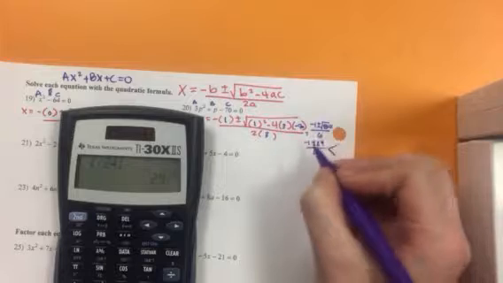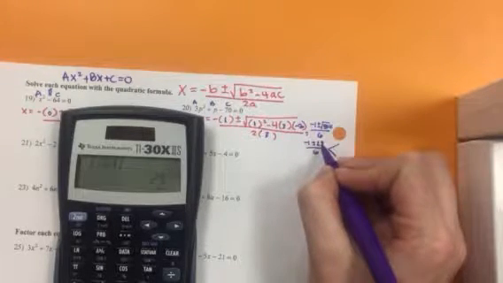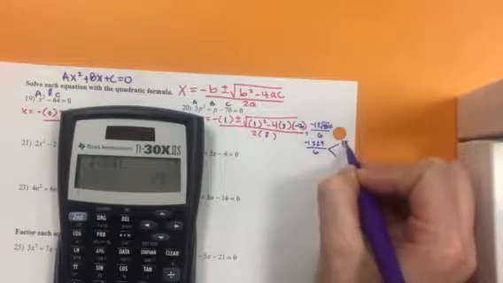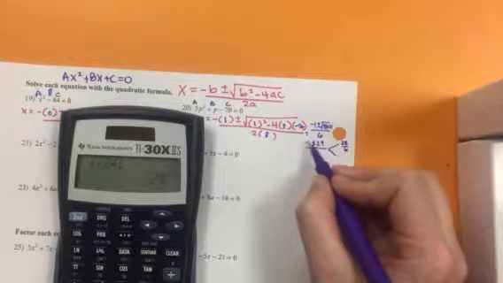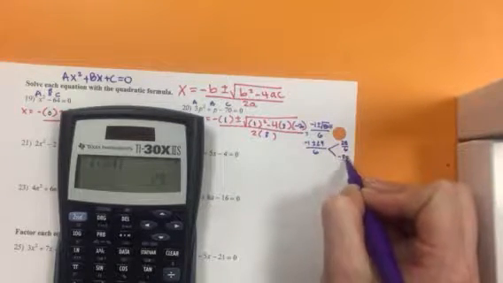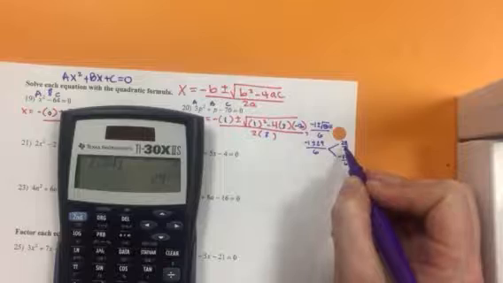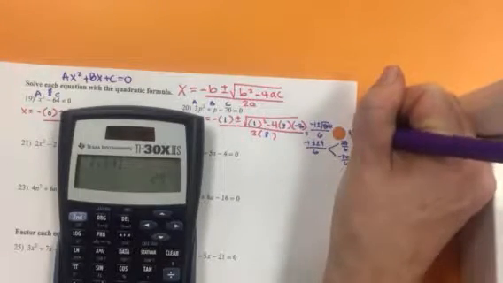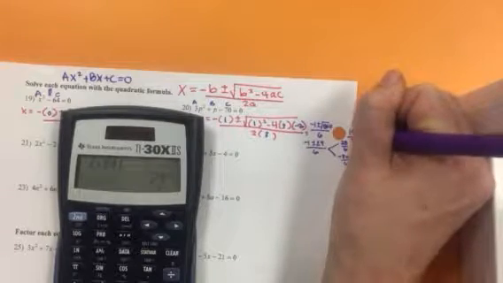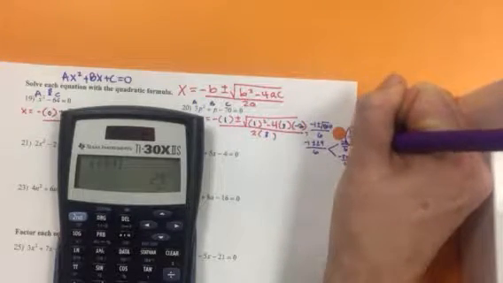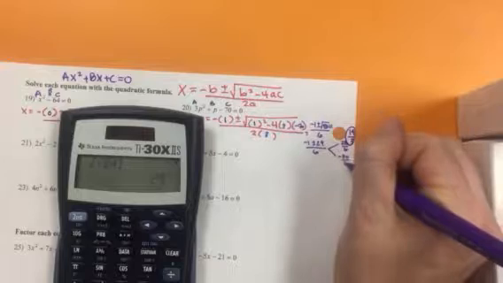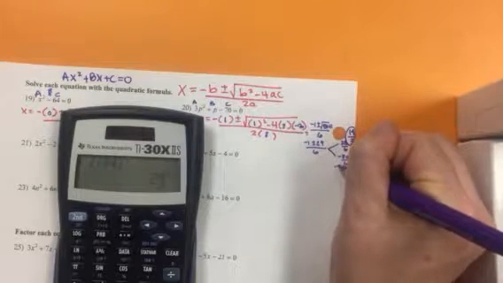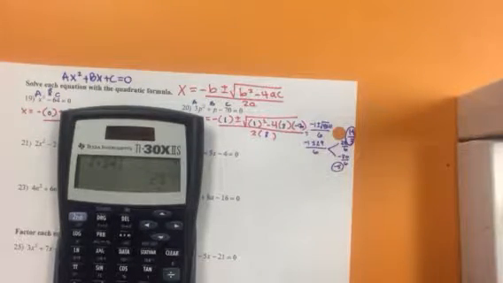I'm going to split that up. Negative 1 plus 29 would be 28 over 6. Negative 1 minus 29 would be negative 30 over 6. I can reduce them. So 28, half of 28 would be 14, over half of 6 is 3. So 14 over 3 is one solution, and negative 5 is my other solution.